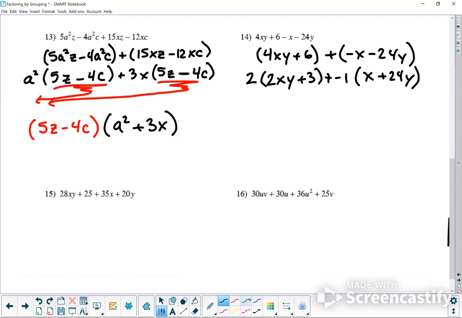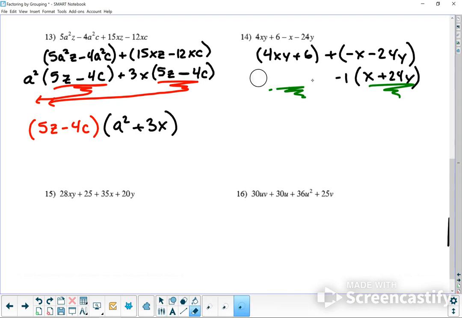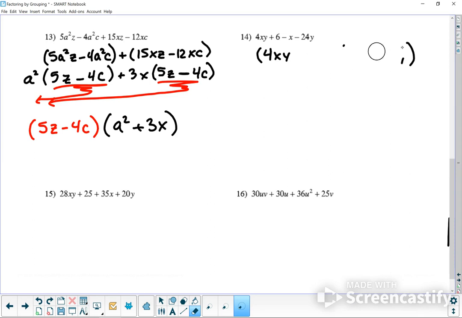You can see that these right here do not match. Which means we've got to go back to the drawing board and regroup them. So maybe 4x and y and 6 don't belong together. So maybe let's put 4xy and minus x together. Oops. So this one's the first one that actually did not work the way that it was suggested. So minus x. And then I'll put in plus 6 minus 24y.